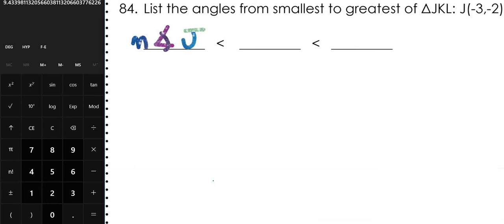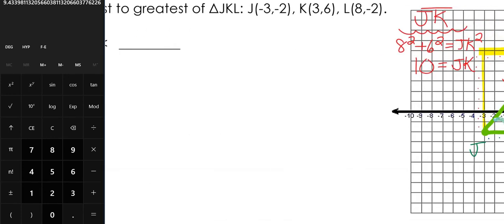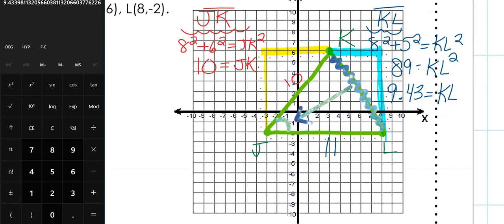Now let's figure out the largest. So to find the largest angle, you look for your longest side. My longest side is JL. It has a length of 11. That's larger than 10 and larger than 9.43. So that means the angle across from it, which is angle K, is going to be my largest angle, angle K.